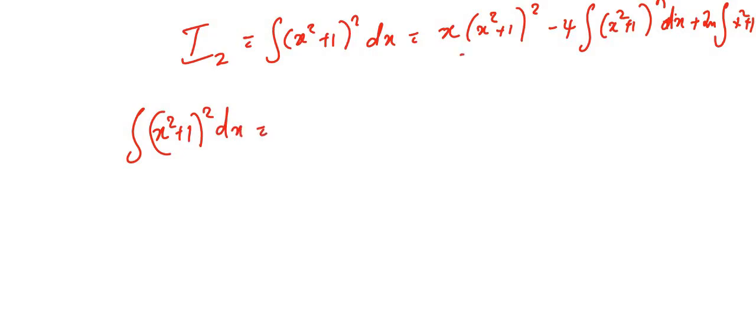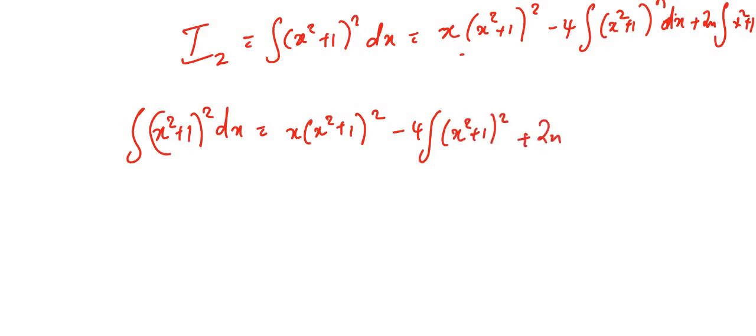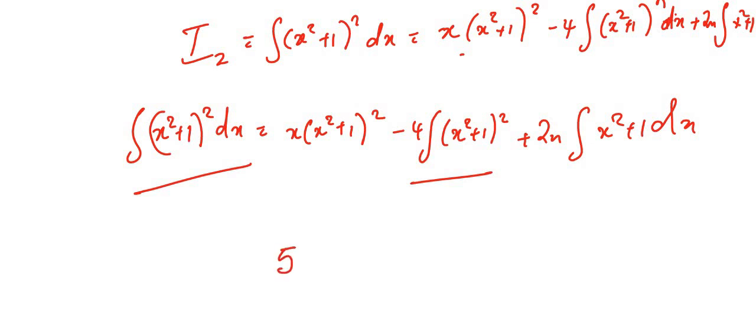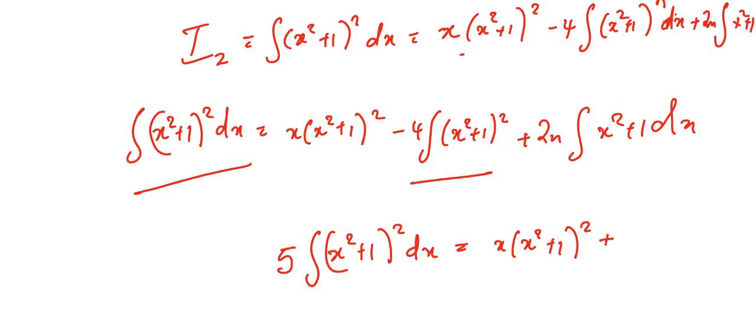Yeah, this is still the same: the integral of (x squared plus 1) to the power 2 minus 4 times the integral of (x squared plus 1) to the power 2, plus 2n. These are like terms, so we bring this to the other side. It's going to give us a 5, by the way. So it's 5 times the integral of (x squared plus 1) to the power 2 dx is equal to, we leave this, (x squared plus 1) to the power 2 plus 2.